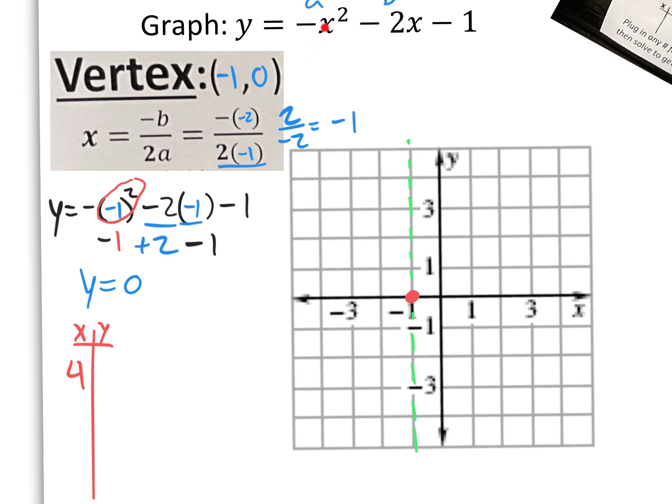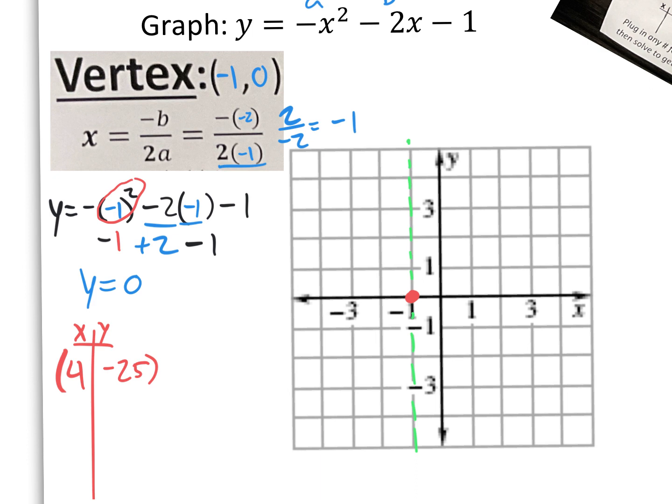Because when I plug in 4, 4 squared is 16. With the negative in front, that's a -16. 2 times 4 is 8. -16, take away 8. That's -24, -1 is -25. So when you plug in a 4, you get out a -25. That's the location 4 on the x, -25 way off the graph, right? So an XY table, even though it works to give you points, it's not the best option.